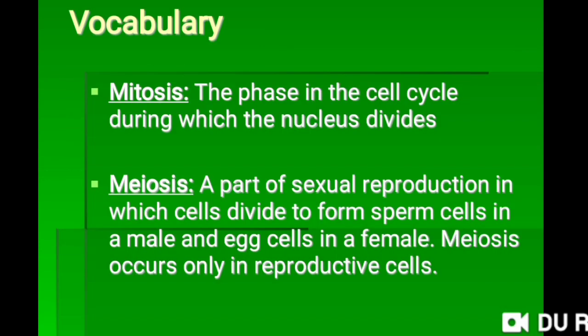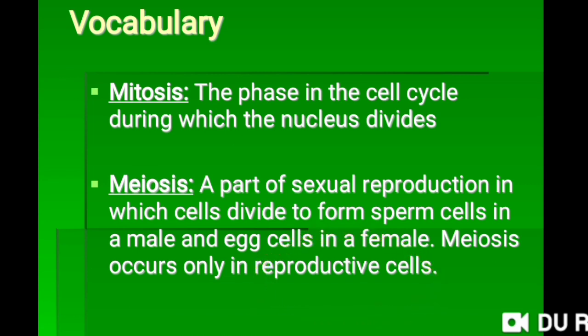So let's study. Before we move ahead, we should know the vocabulary. What is mitosis? The phase in the cell cycle during which the nucleus divides. So whenever you hear that the nucleus divides, what should come to mind is mitosis. But whenever you're talking about meiosis, it is a part of sexual reproduction in which cells divide to form sperm cells in a male and egg cells in a female. That is, meiosis occurs only in reproductive cells.